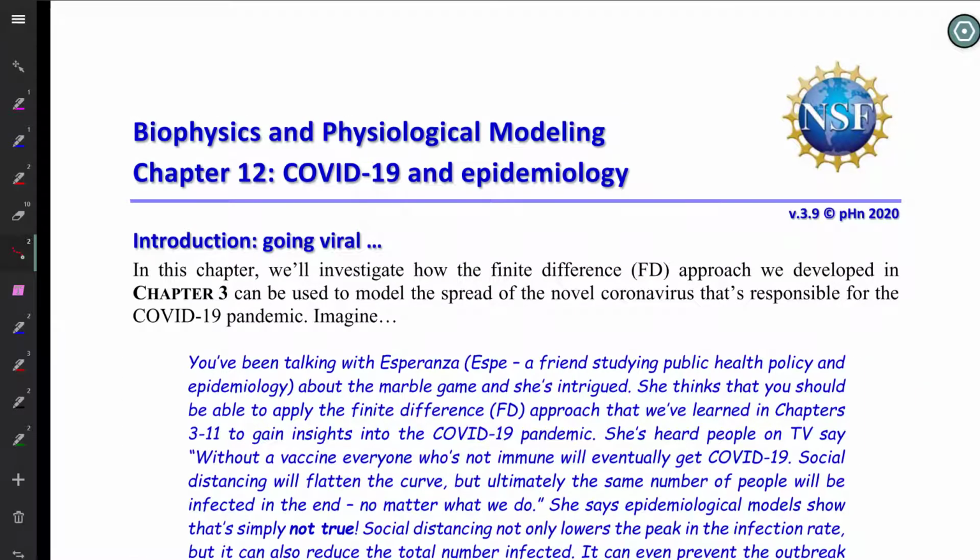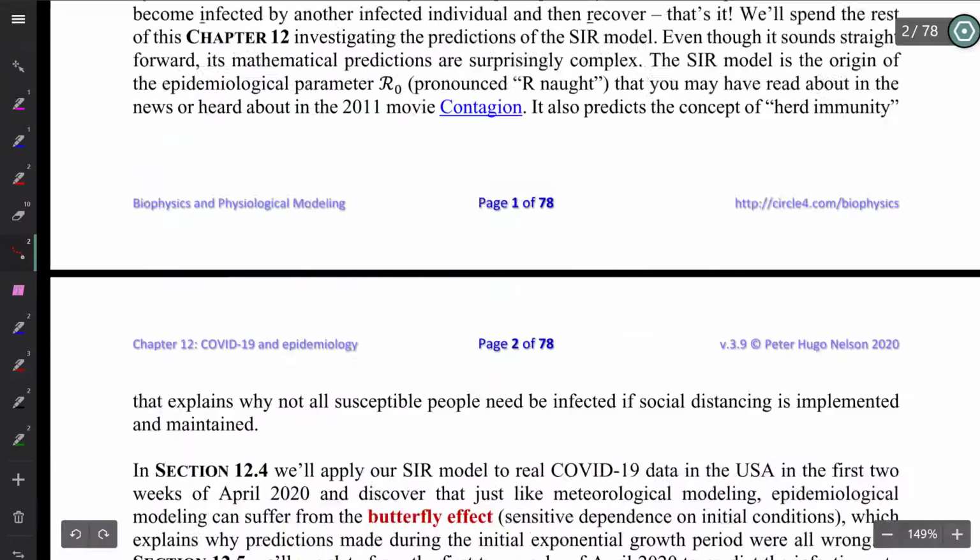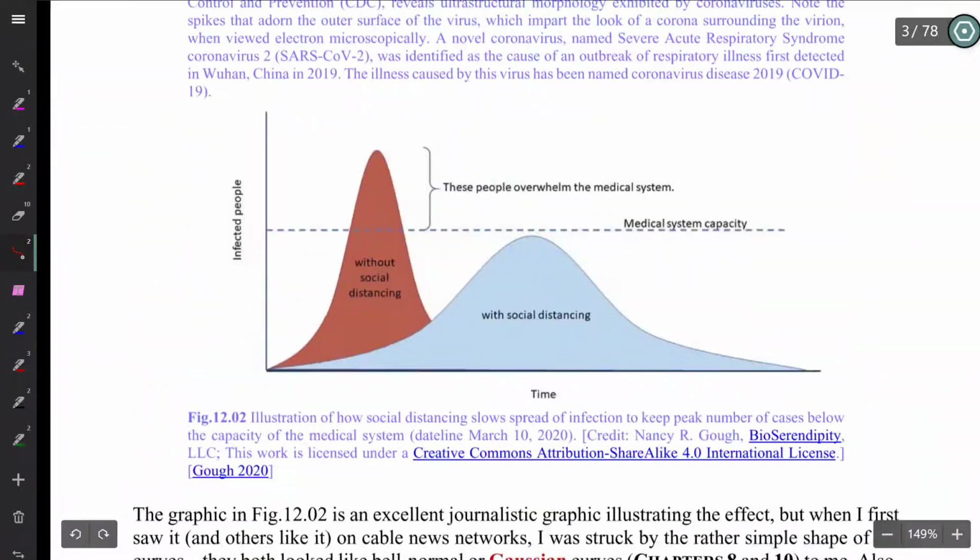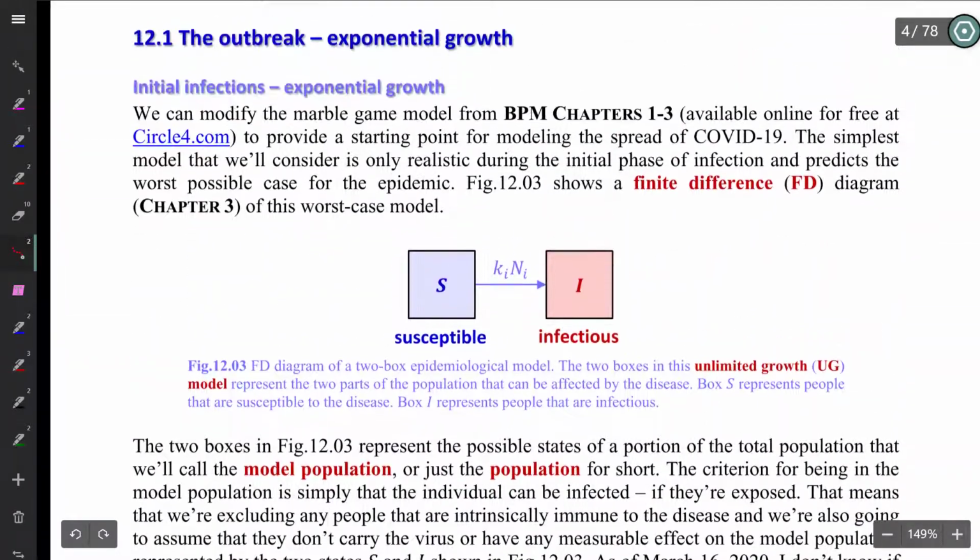So here's chapter 12. It's the thing that we're going to spend most of our time talking about. After some introductory comments, we start out with probably the simplest possible model of epidemiology, which is what I call an unlimited growth model. And the way it works is that you've got the population split into two groups: susceptible people and people who are infectious. Those are the only two choices.